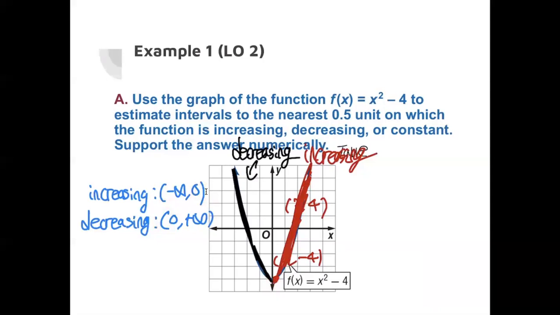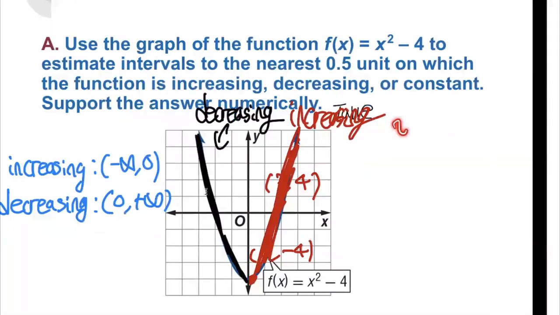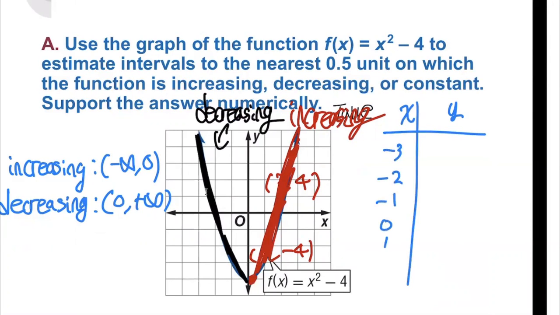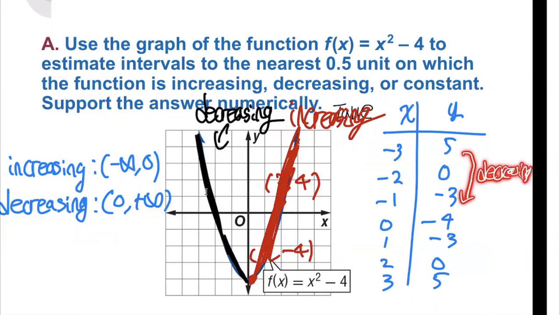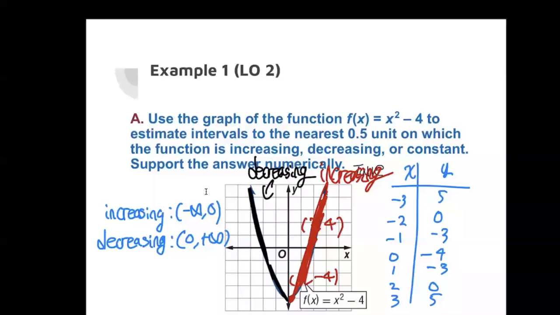Great. Now we have to support the answers numerically. All you've got to do is just draw a table. I'll do it here by looking at the graph. Okay, if you take a look at this, you can note that till 0, it's decreasing, right? And then from 0, it's increasing. So our answer is supported by numerical evidence.